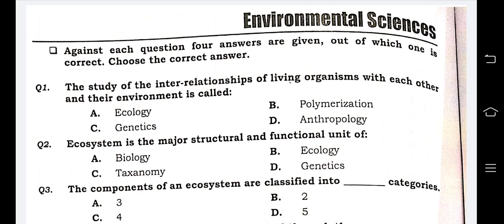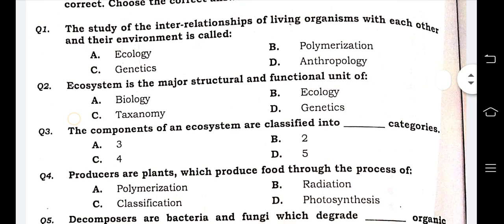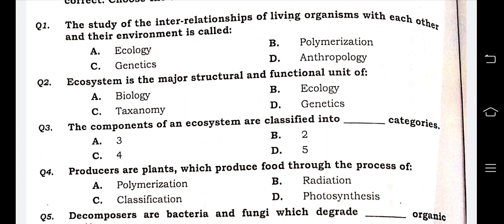Today we are going to discuss the set of MCQs for environmental science. So the first one is, the study of interrelationships of living organisms with each other and their environment is called: option A ecology, option B polymerization, option C genetics, option D anthropology. Study of interrelationship of organisms with each other and their environment. Correct option is option A.